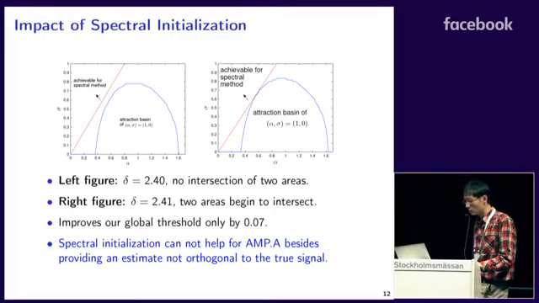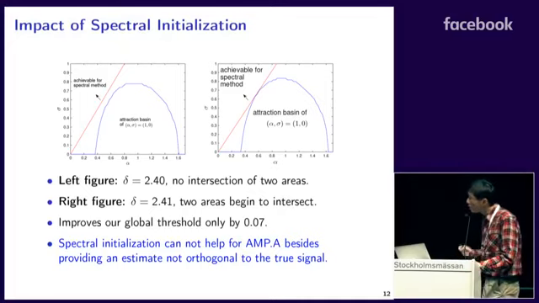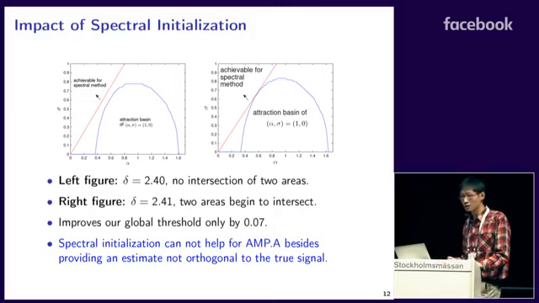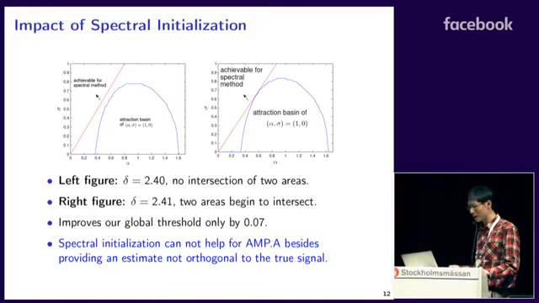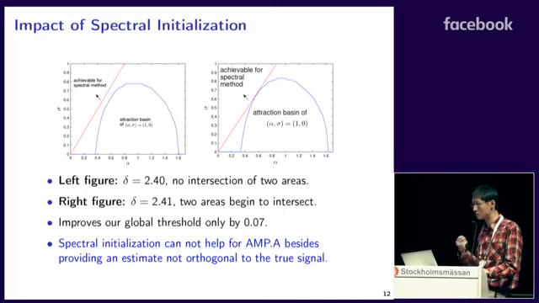And the area defined on the upper left side over the red line is all the possible initializations that can be given by the spectral method. And the region bounded by the blue curve is the attraction basin for our AMP.A algorithm. So as you can see, only starting at about 2.41, there's a chance that spectral initialization can give an initialization that can converge to the (1, 0) correct fixed point. So in that sense, the spectral initialization can only improve the threshold by only about 0.07, which is very, very small. That means spectral initialization cannot help our AMP.A algorithm, besides providing an estimate that is not orthogonal to the true signal.